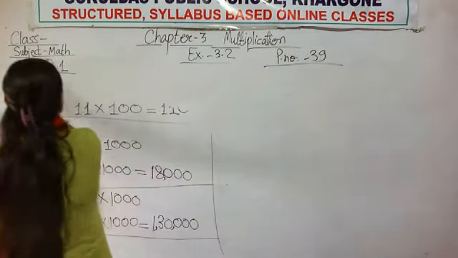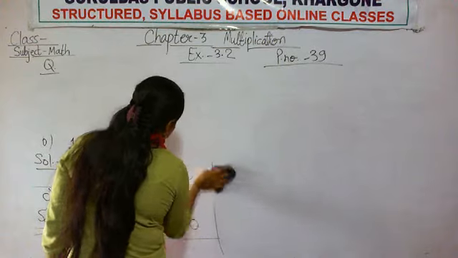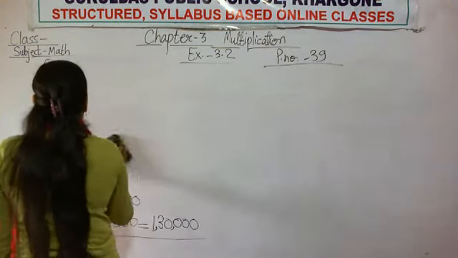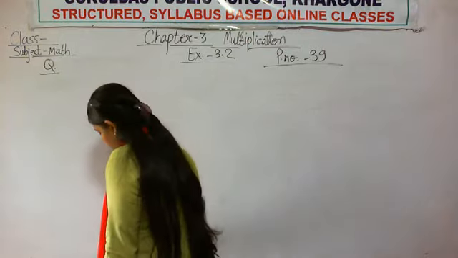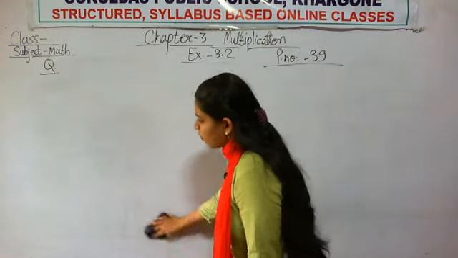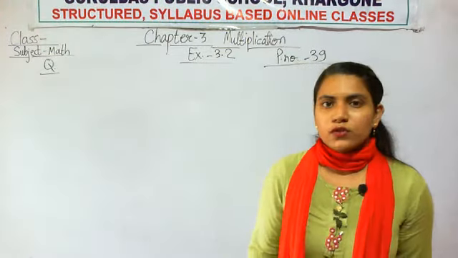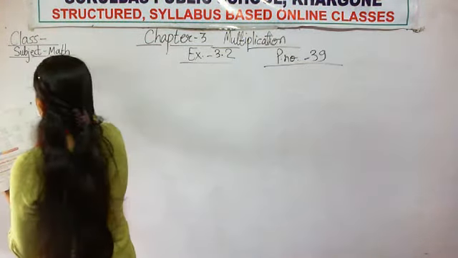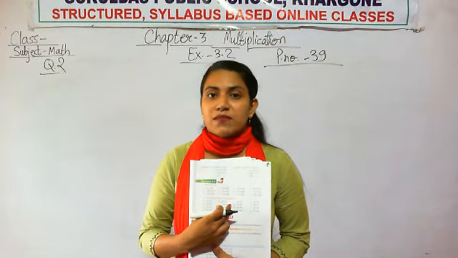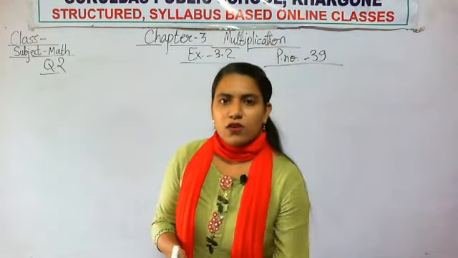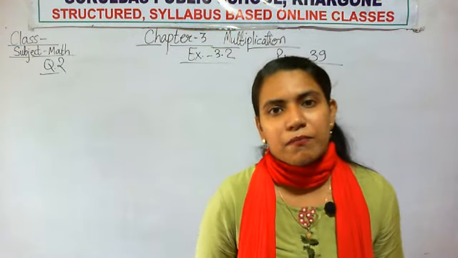The remaining questions you will do. Now let us do the question number 2. The question number 2 is also very easy. You have to just use the tricks for multiplying. Okay. So in question number 2, read the question. What is the question? Find the product using smart multiplication.